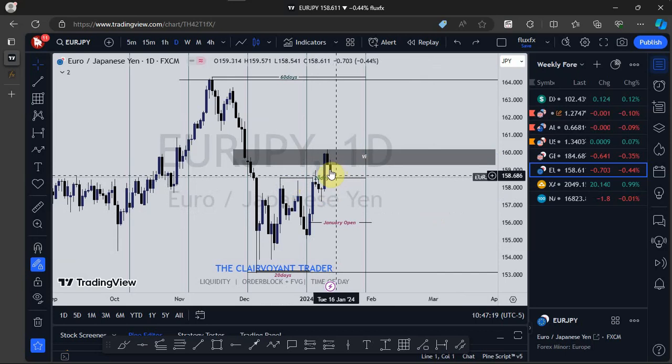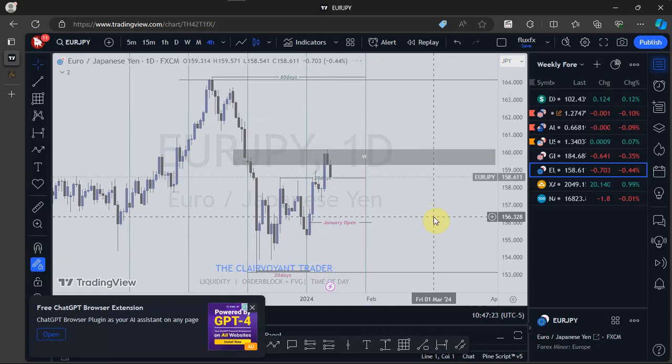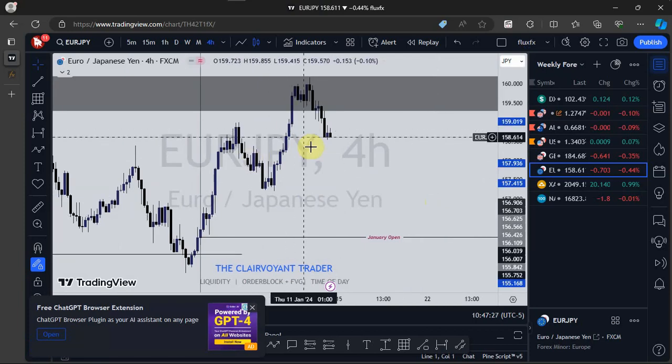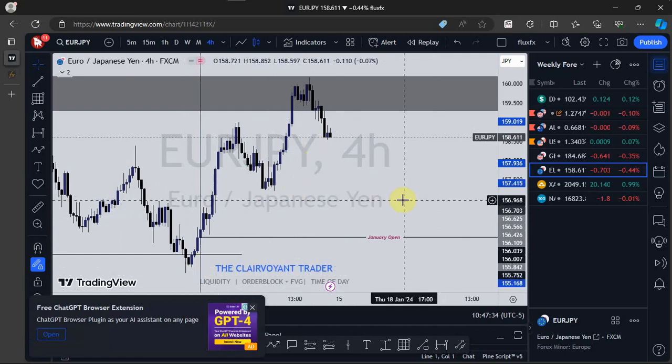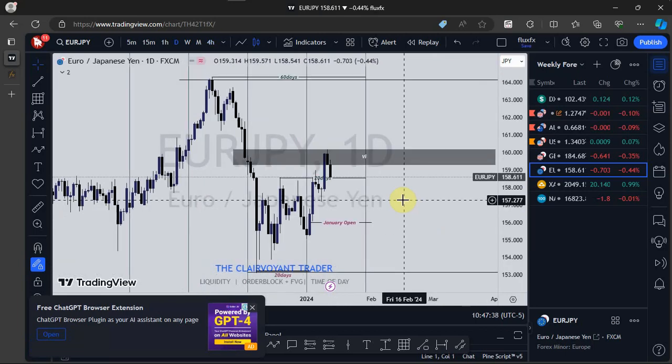Then we see a push to the downside. Just as I showed you on GBPJPY, I want to see price move a little bit up, then we see a push to the downside, taking out this low as well as this low. So Euro JPY, I'll be looking for bearish prices going into next week.